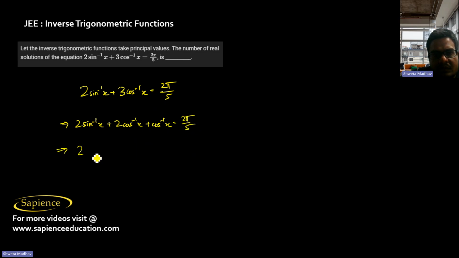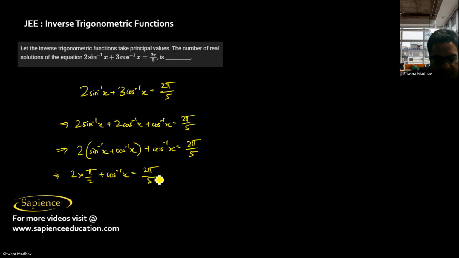So now we know that sine inverse x plus cos inverse x, we can write 2 sine inverse x plus cos inverse x plus cos inverse x, that is equal to 2 pi by 5. Now cos inverse x plus sine inverse x is equal to pi by 2. So I can write 2 into pi by 2 plus cos inverse x, that is equal to 2 pi by 5. And then we can say cos inverse x will be 2 pi by 5 minus pi, which is equal to minus 3 pi by 5.